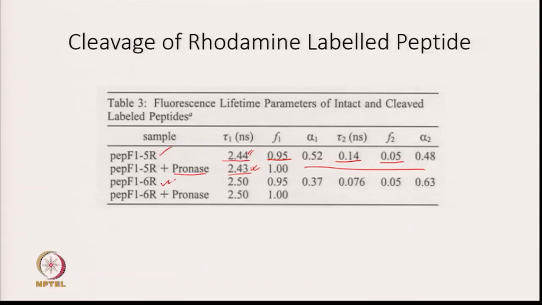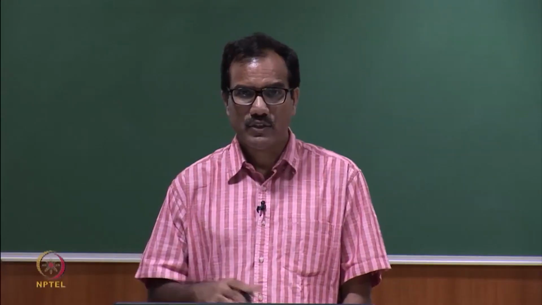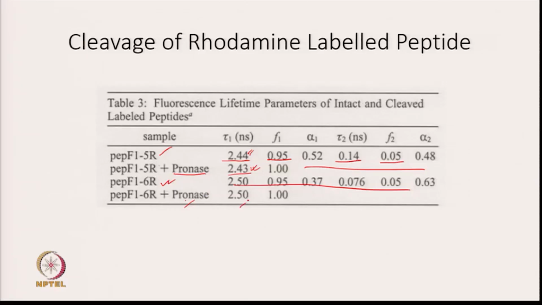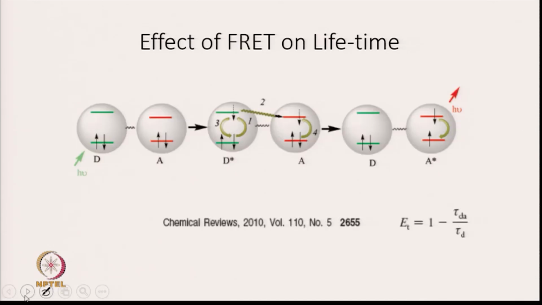This is the same data, but labeling with 6-rhodamine, and when you do that, again you see the same kind of conformation. The information you get is that again the intact peptide is basically a mixture of two different conformations, and when we cut it, then again we are getting only one conformation with single lifetime.